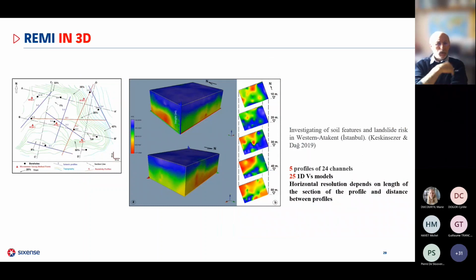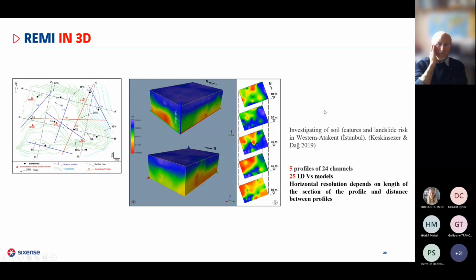Here's an example of a 3D model of shear velocity obtained from the REMI method. Here, 5 profiles were deployed, and each profile was divided into 5 sections. On each section, the REMI was applied. So this 3D model is obtained from 25 interpolated 1D shear velocity models. The resolution depends again on the length of the section and the distance between the different sections.